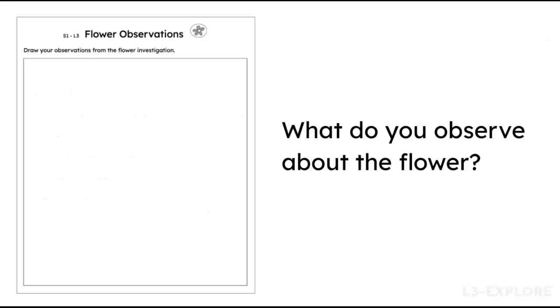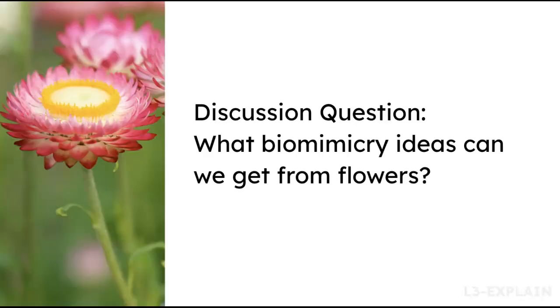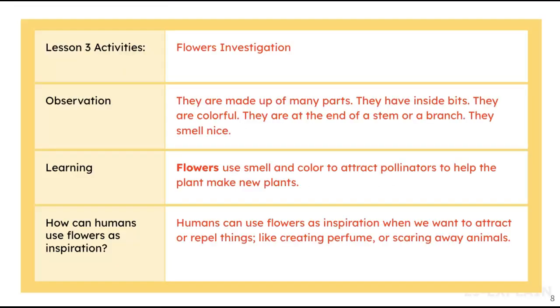Students will record their observations of the flowers in the Flower Observations Student Journal page. In the explain portion of the lesson, students will engage in a class discussion to analyze their observations around the flower investigation. Use the provided questions to guide your discussion around the question, what biomimicry ideas can we get from flowers? The goal of this discussion is to share student observations of the flowers.